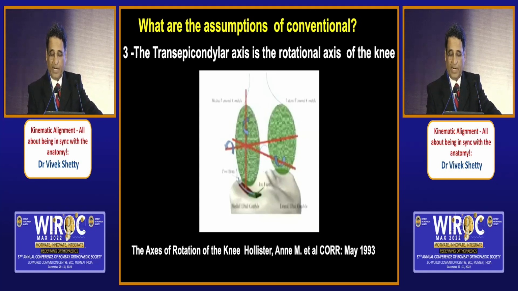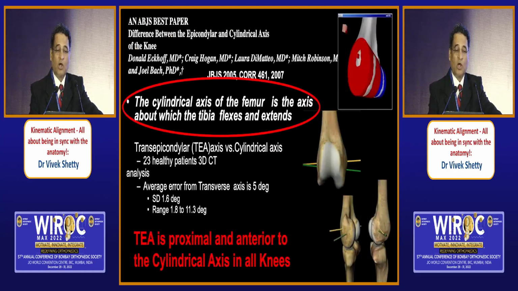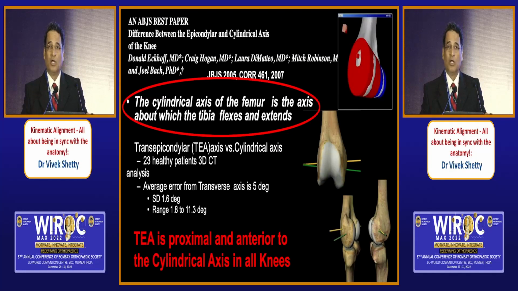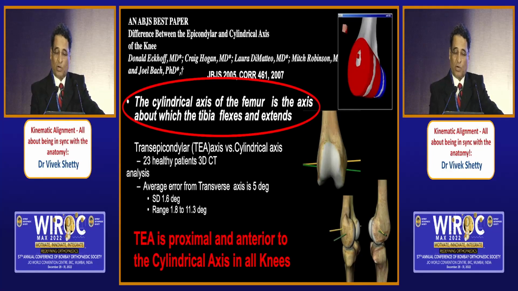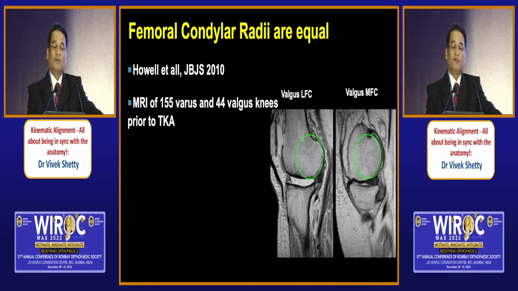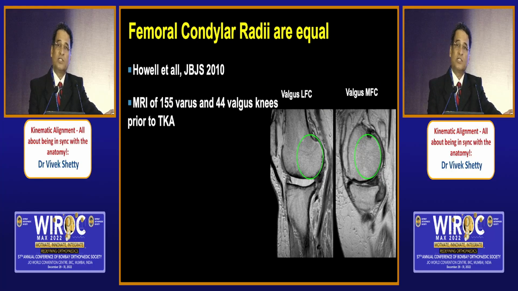Paper again showing that the transepicondylar axis is not actually the axis, it is the condylar axis which is cylindrical and both the condyles are equal. So the transepicondylar axis is proximal and anterior. Confirmed again with MRI studies. Again, this is the original author who looked at Stephen Howell's paper.